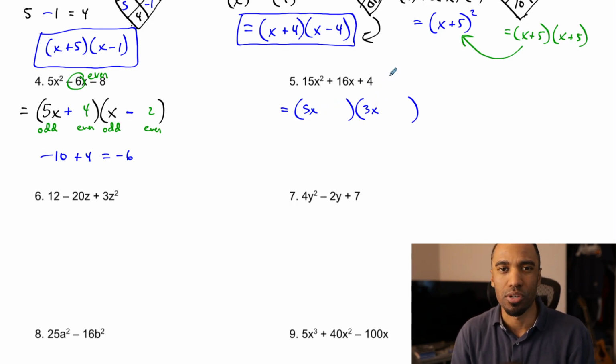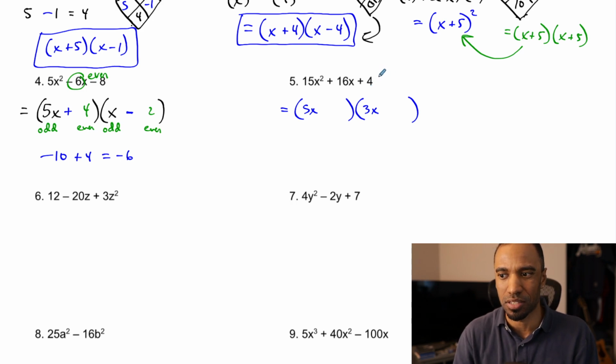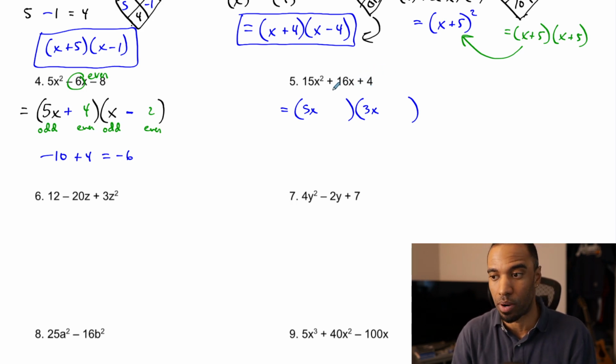Because I know 15 times 4 is 60 already. That's too big, things like that. I forget what the answer is already with this, so it's nothing here. But 5x and 3x I'm going to try first. 4 can either be 4 and 1 or 2 and 2.